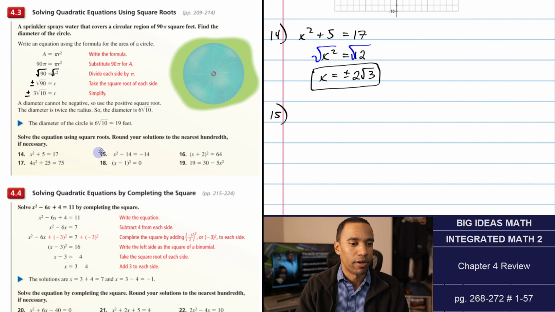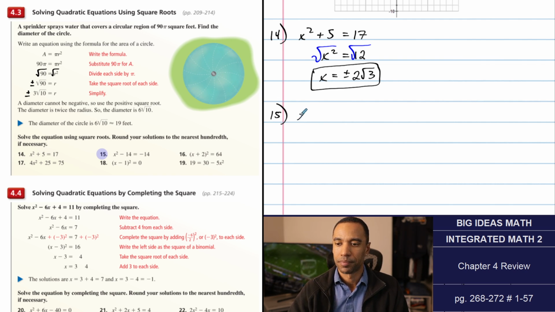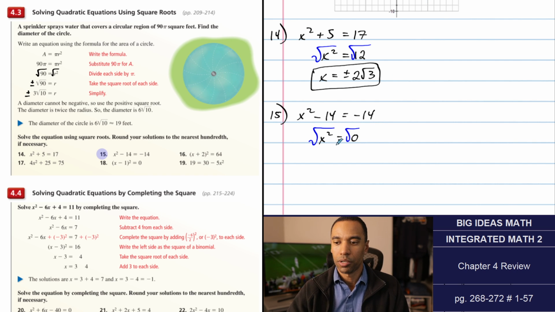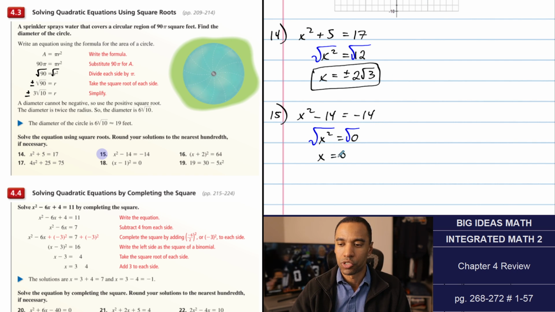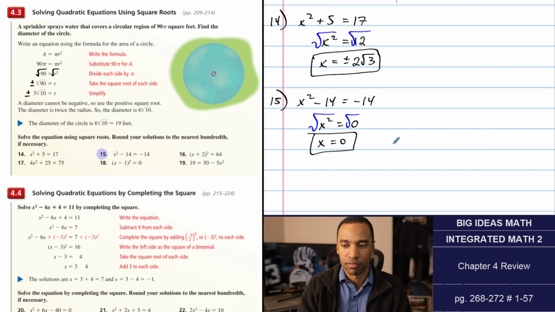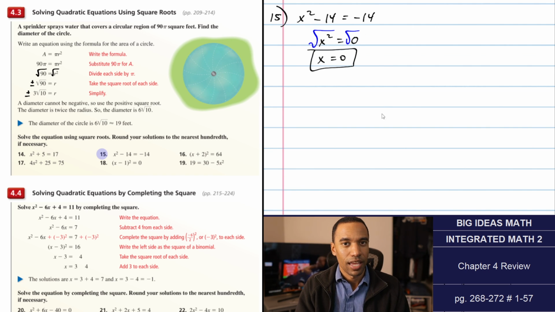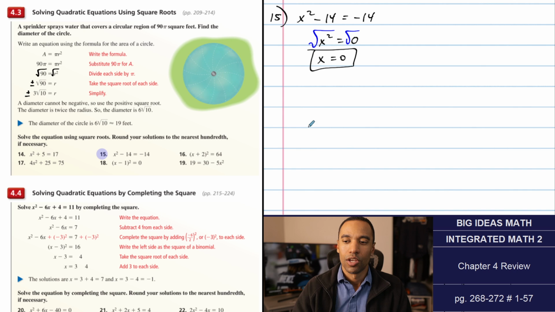Number 15. x squared minus 14 equals negative 14. If I add 14 to both sides, we'll get 0 here. Well, x squared plus 0, but x squared and then 0 on this side. If you take the square root of both sides, what do you square to get 0? Well, 0. x equals 0. There's just one answer. It's one of those instances of like the vertex hitting the x-axis or something like that. One solution.